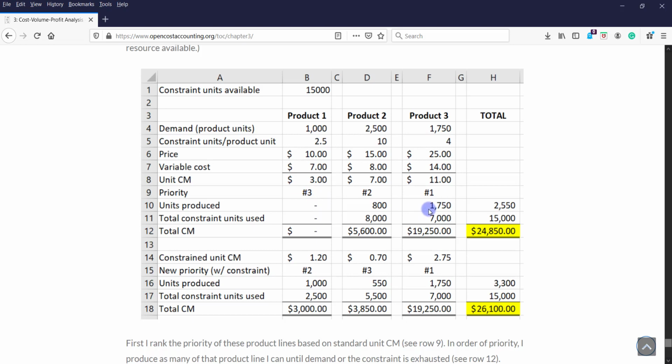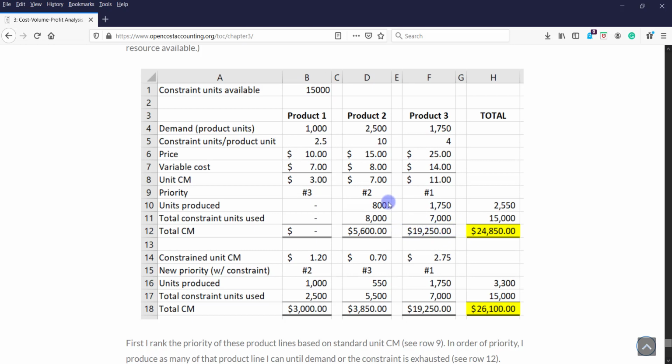So we'll start over here with product number 3. We'll fill all of our demand for that, 1,750. That uses up 7,000 units of the constraint. That's 1,750 times 4. So that's almost half of our constraint used to produce all of product 3, $19,250 of contribution margin, filling that demand.